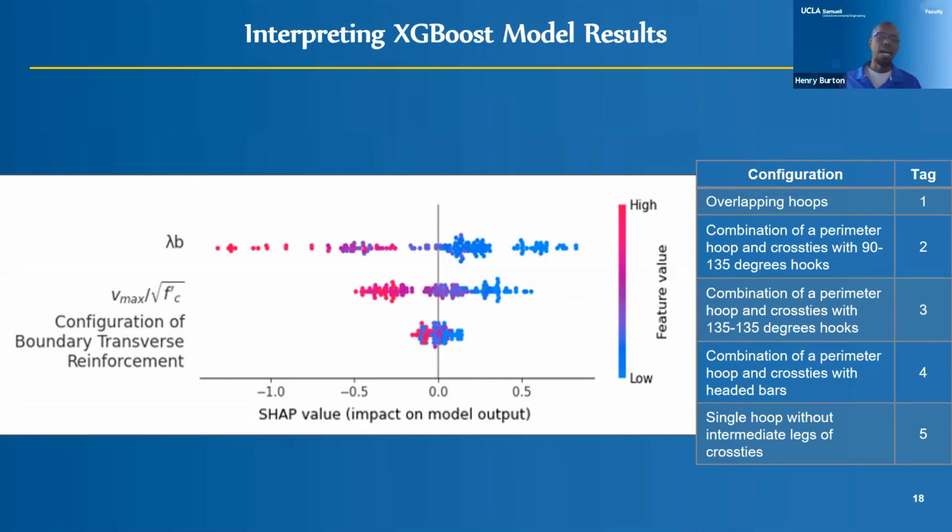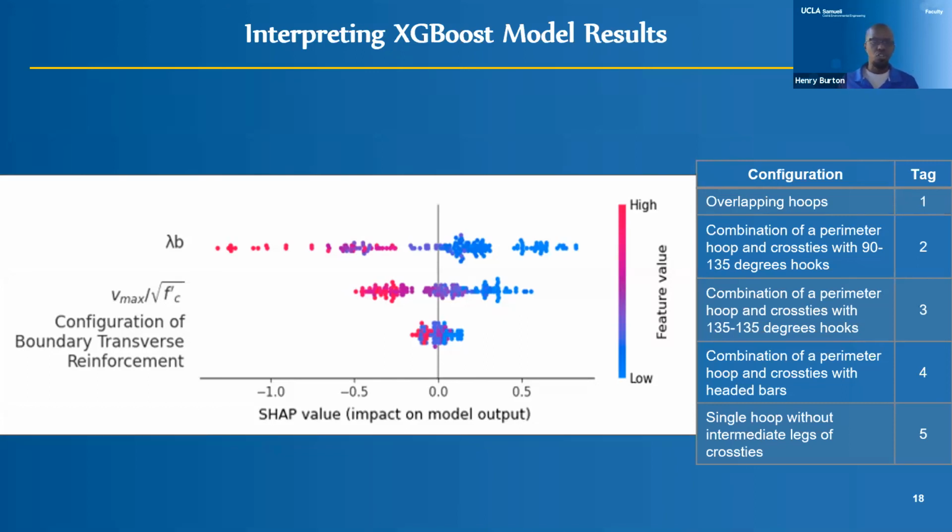So if we just start with the slenderness ratio, the lambda b, the red part is to the left, meaning a high slenderness ratio is associated with a lower drift capacity, which I think if you've worked with reinforced concrete walls and you understand how they perform, that makes sense, right? So if the wall is more slender, it's going to have a lower drift capacity.